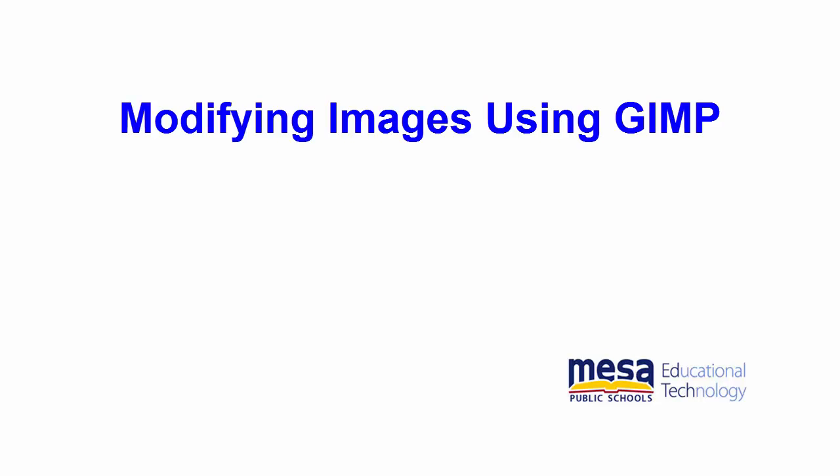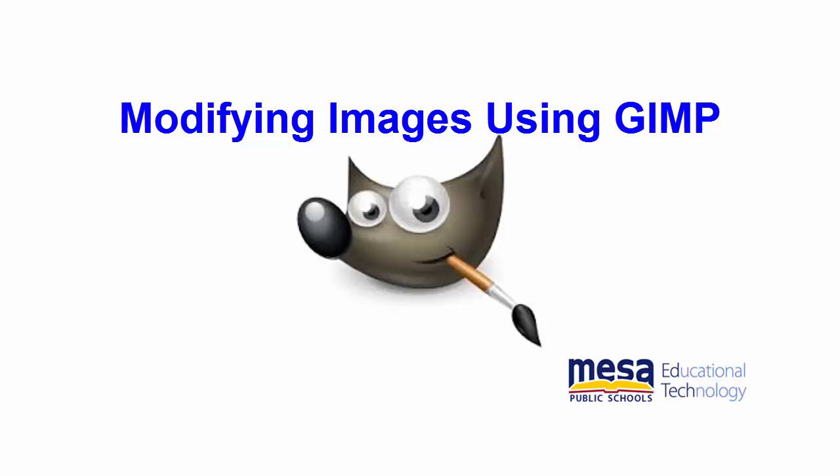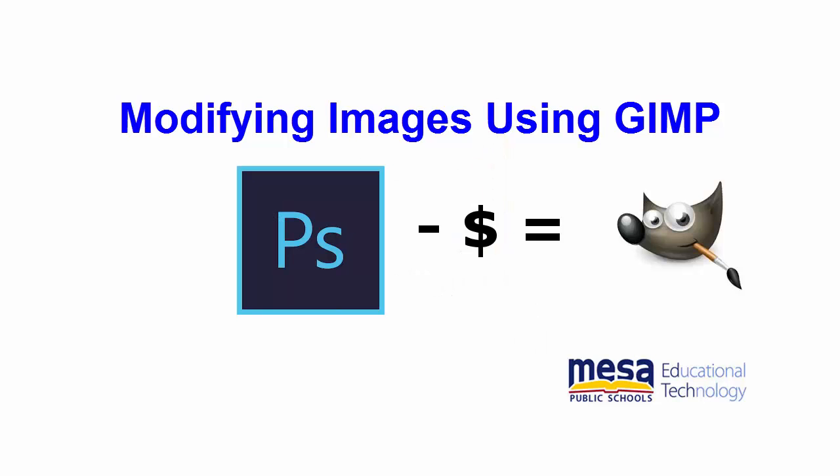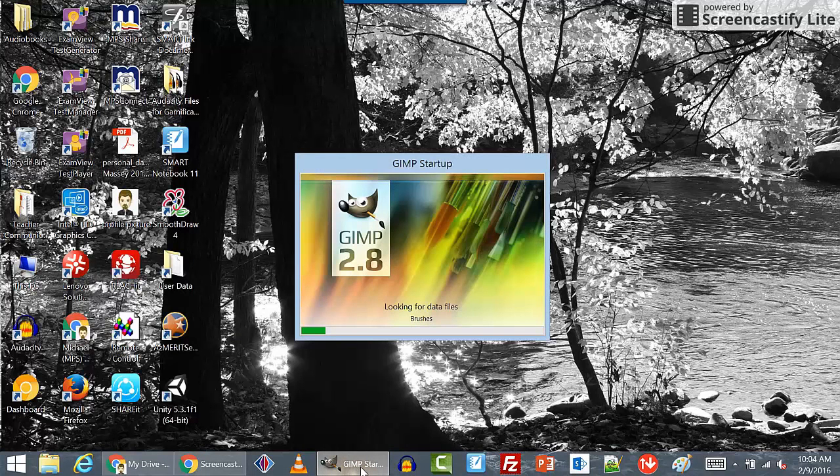In this video, we're going to modify an image using the GIMP software. It does pretty much everything Photoshop does. It's not quite as easy to use, but it's free, so that makes it my favorite. Once you are in GIMP, open the image you want to modify from the File menu.